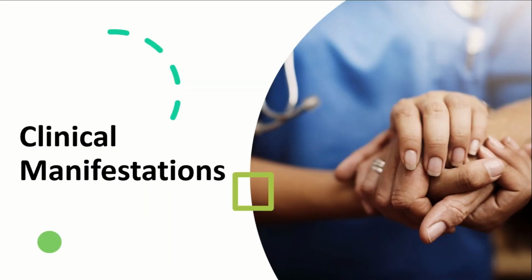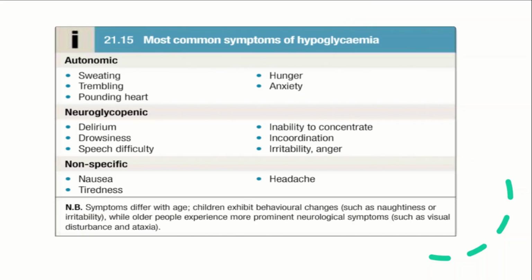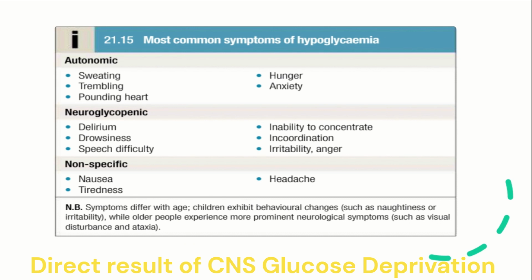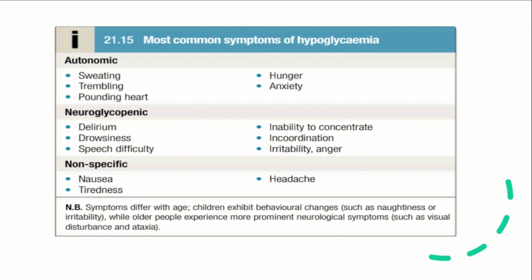Clinical manifestations of hypoglycemia. These include autonomic symptoms, neuroglycopenic symptoms, and nonspecific symptoms. Neuroglycopenic symptoms of hypoglycemia are the direct result of CNS glucose deprivation, such as behavioral changes, confusion, fatigue or drowsiness, irritability, anger, incoordination, seizure, loss of consciousness, cardiac arrhythmias, and if hypoglycemia is severe, death.